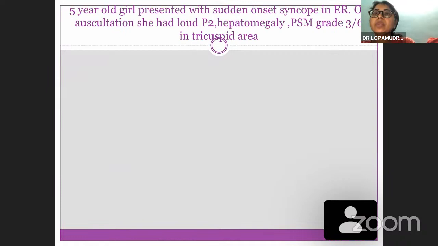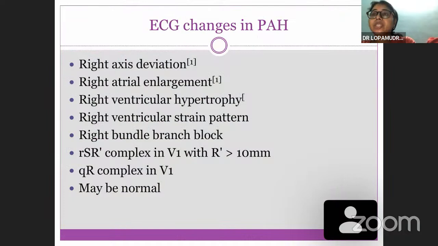So another scenario is when the child presents with right-sided syncope, and then we also need to rule out PAH. PAH changes include right-sided involvement: right axis deviation, right atrial involvement, and right ventricular hypertrophy will be present with some right bundle branch block. And the RSR' complex with R' will be more than 10 millimeter, and the small infant, it has to be more than 15 millimeter.